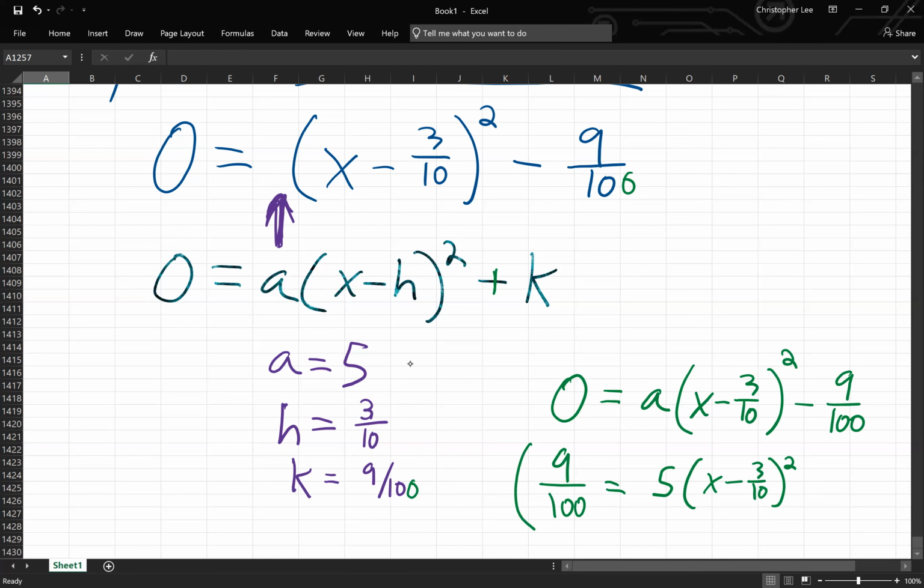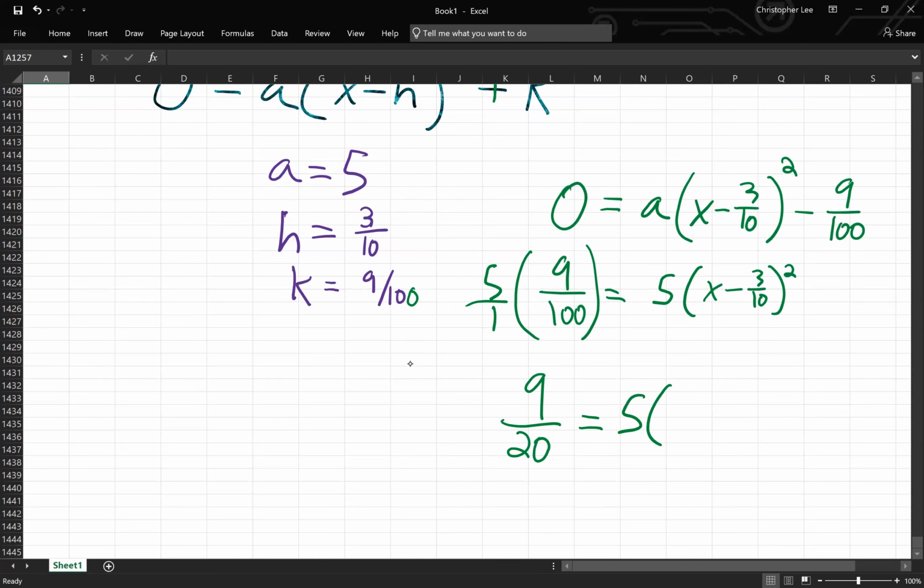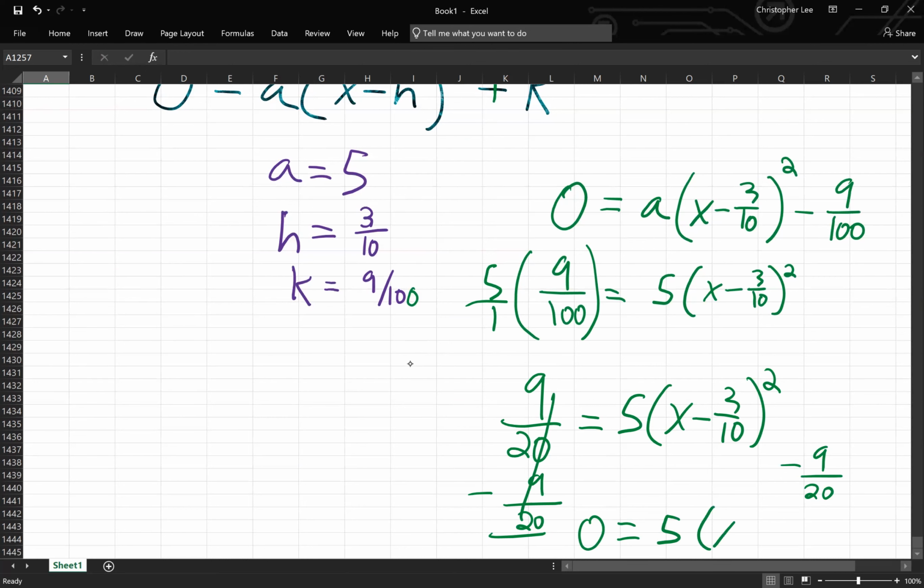when I multiply this out, this becomes 9/20, is equal to 5 times the x minus 3 over 10 squared, just like that. And then you can subtract the 9 over 20 from over here. And then now you got the standard form. 0 is equal to 5 times x minus 3 over 10 squared minus the 9 over 20. And then you just plug in all the numbers and then that's it. Yeah, go ahead. Sure. Let me make it smaller real quick. Gotcha.